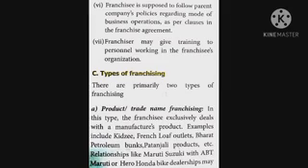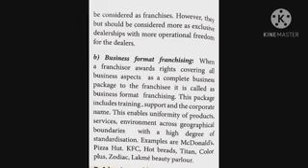Next one, business format franchising. In business format franchising, the franchisor awards rights covering all business aspects as a complete business package to the franchisee. The franchisor is giving the complete package regarding the business to the franchisee. That is called business format franchising.